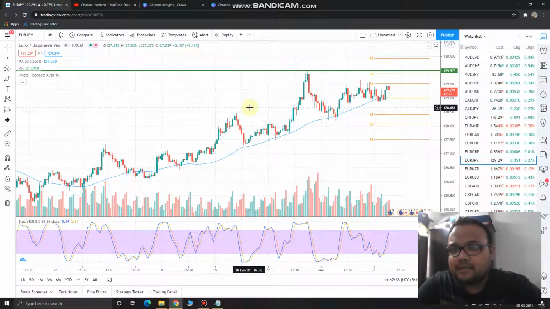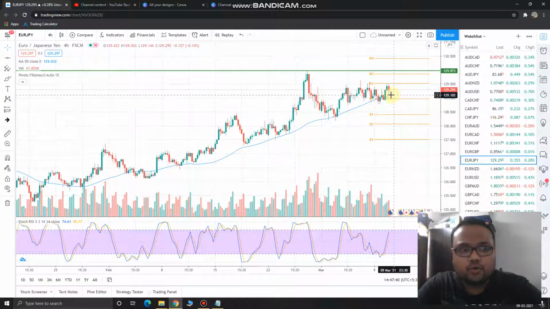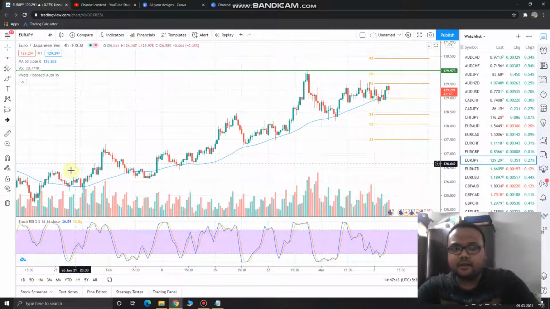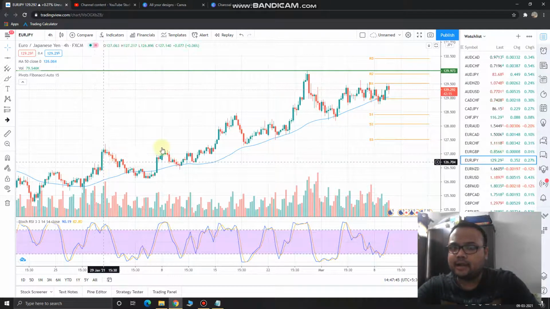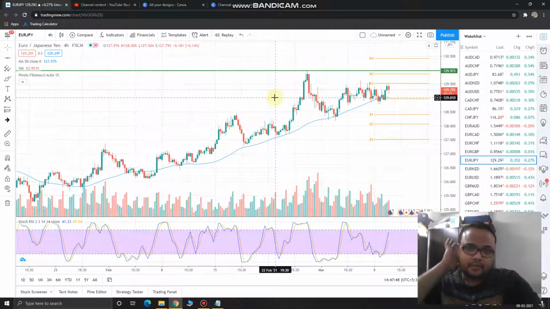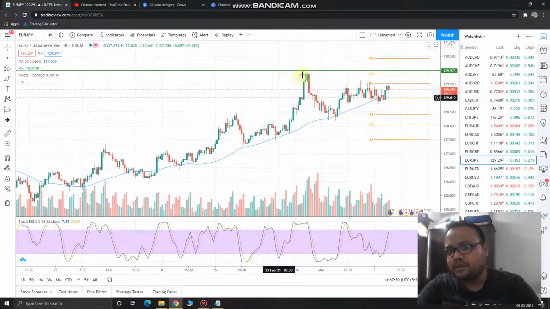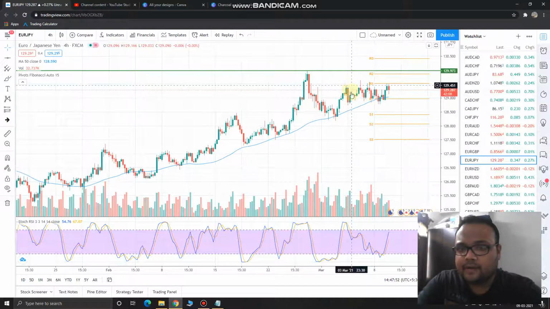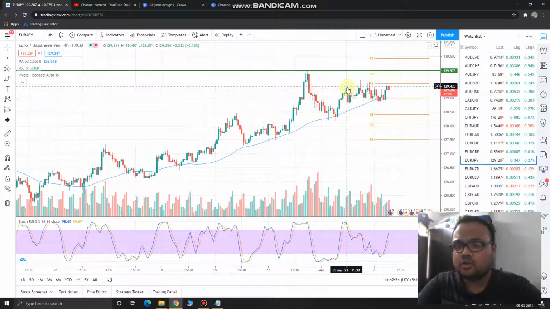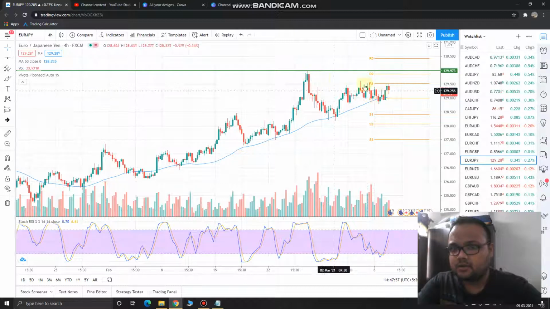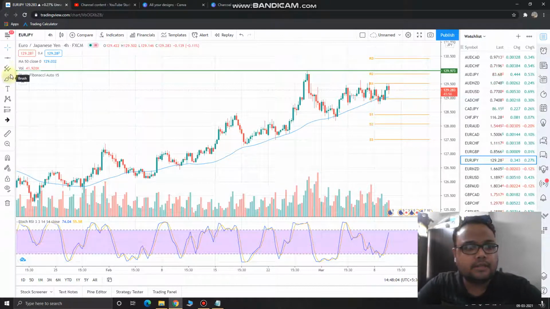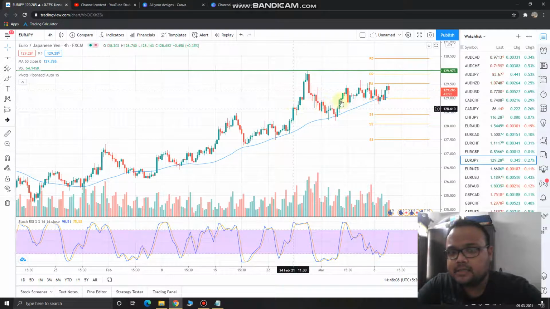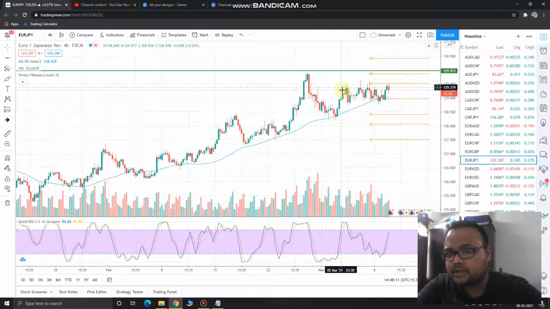So right now we can see that the market is trading at 129.29, and there is no doubt that the market is in a beautiful uptrend. The market was making higher highs, and right now the market is in consolidation. So what is the strategy that we need to follow for Euro Japanese Yen for today? We can see that though the market is in an uptrend, right now it is in consolidation.